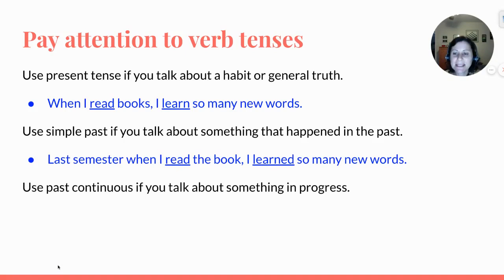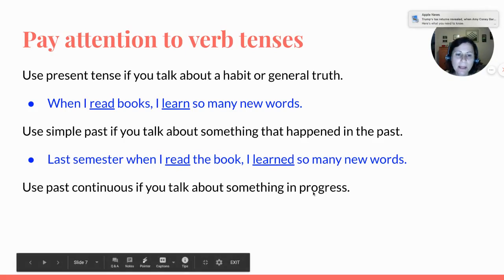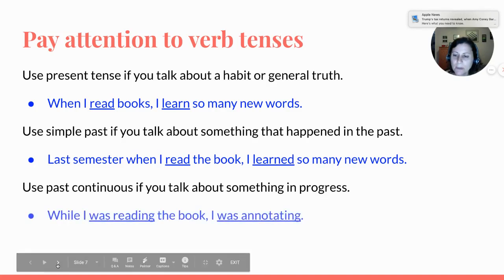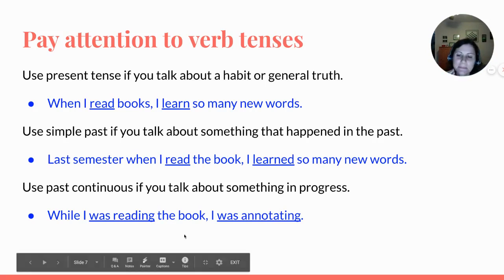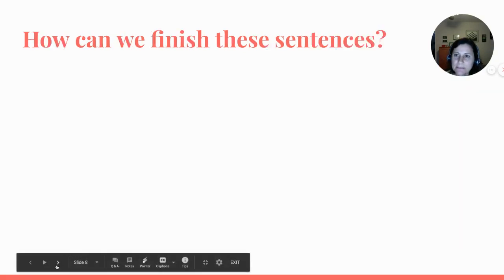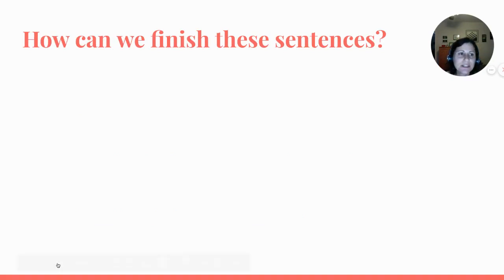Sometimes we use past continuous if you talk about something in progress. For example, while I was reading the book, I was annotating. So those two things are happening kind of simultaneously in the past at the same time. I was reading and I was annotating. So if you want to emphasize the duration of a past act, you can use past continuous. How can we finish these sentences?